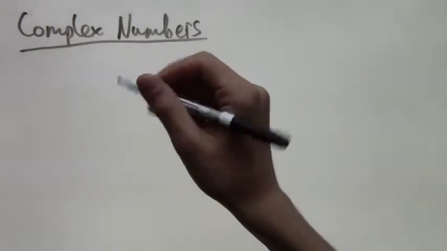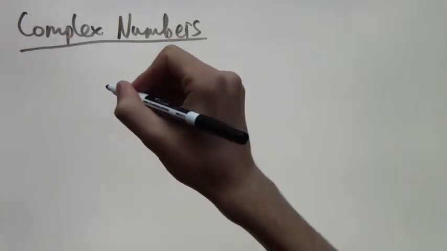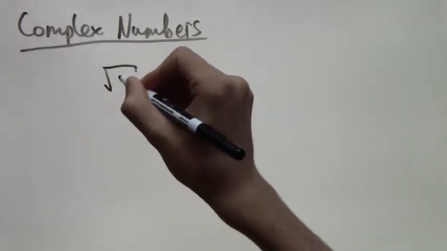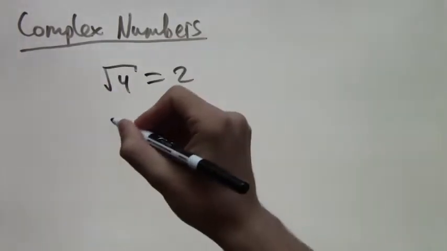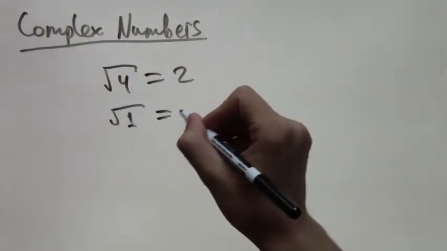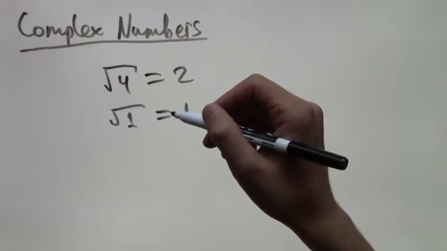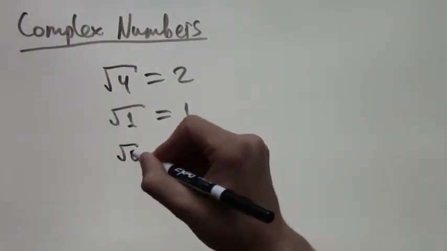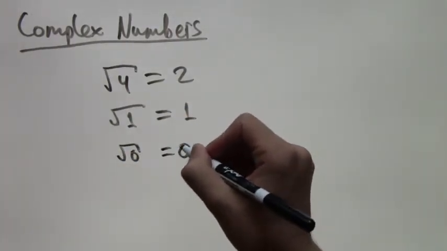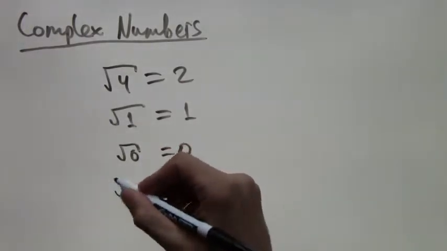It's very important to understand, before we get to complex numbers, the square root. So for example, the square root of 4 is 2, because 2 squared is 4. The square root of 1 is 1, because 1 squared is 1. Similarly, the square root of 0 is 0, because 0 squared is 0.